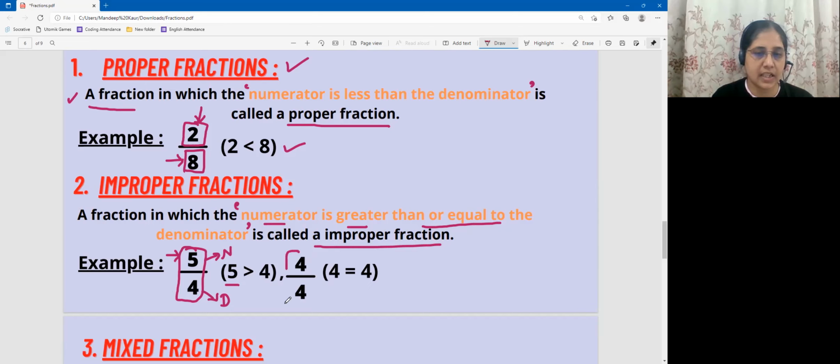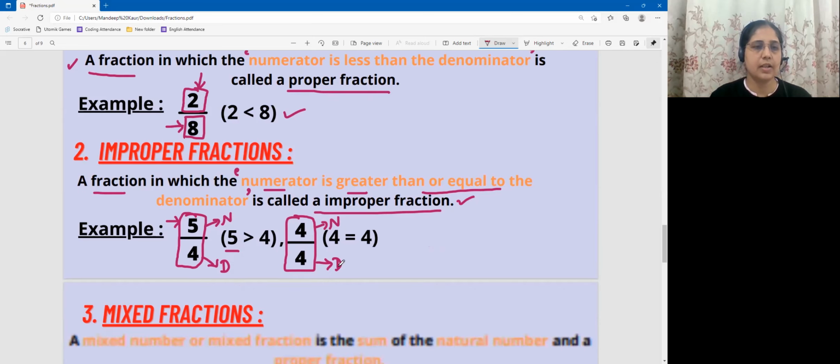Now let's see another example, which is 4/4. So 4 is the numerator and 4 is the denominator. Here we can clearly see that numerator and denominator both are equal. So when both are equal, then also a fraction is known as an improper fraction. So we can say 4/4 is also an improper fraction.